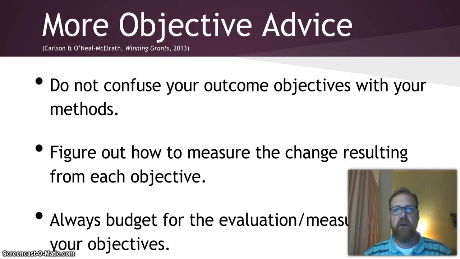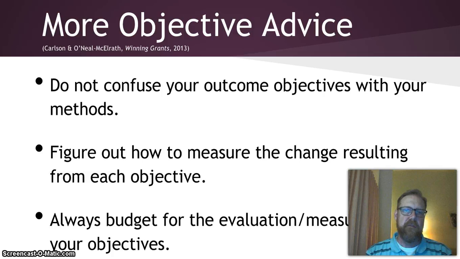Okay, don't confuse your outcome objectives with your methods. So this is back to it has to be an outcome or a result, not a process. So make sure that the process is separate. The way that you achieve whatever it is you're trying to achieve is not the outcome. The innovation and the development of that innovation or the implementation of that innovation is not the outcome. The outcome is what that innovation does. It's the result. It's the effect.